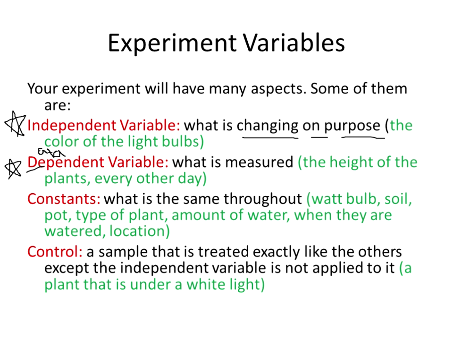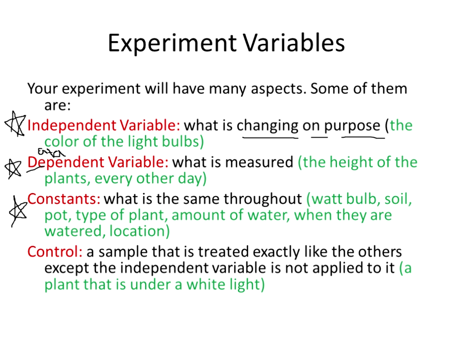D for data. Everything else in the lab, there's going to be tons of constants, many different constants. The watt bulb, the soil, the pot, the type of the plant, the amount of water that each plant gets, where they're located, when they are watered. Everything else has to be exactly the same, or you're not going to get accurate results. So constants, there's many, but there's only one independent variable, and there's only one dependent variable.